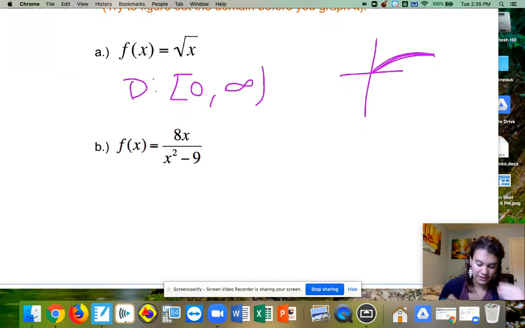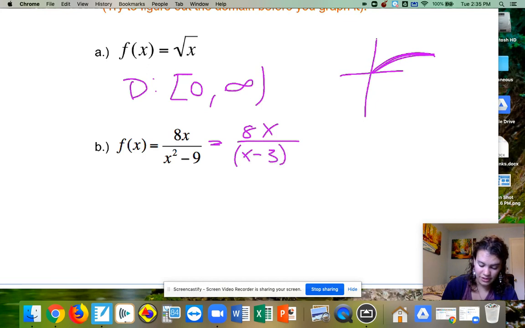This next one is a little different. I'm going to simplify it first. So you can get 8x on top. And then the bottom, if you remember, is going to be able to be factored. So you'll get x minus 3 times x plus 3, since it's the difference of perfect squares.